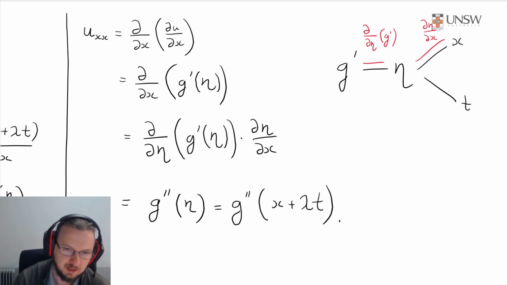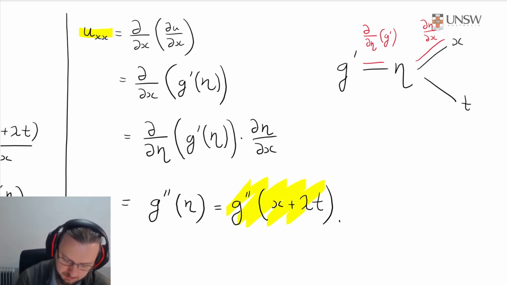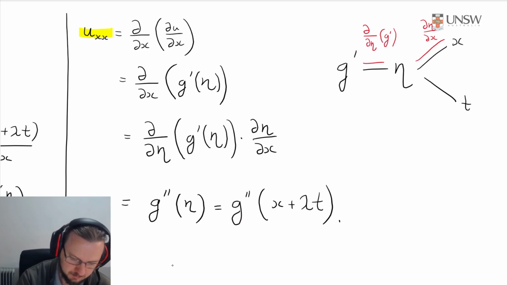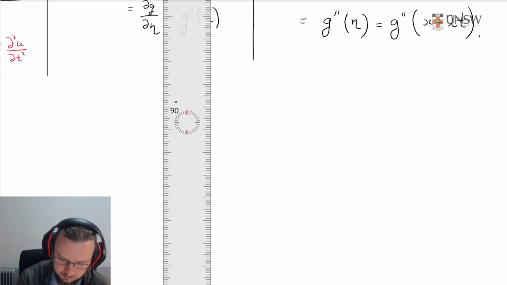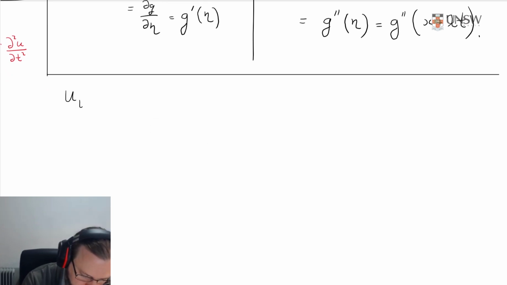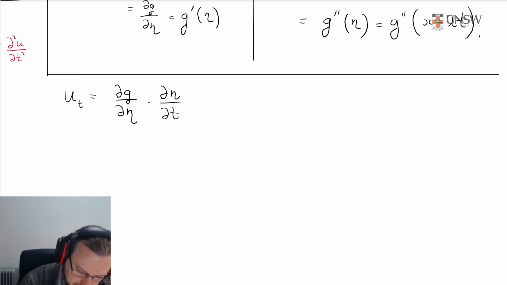All right, so we've answered half of the first problem. That's the second derivative of u with respect to x. It's given by this very nice formula here. And the calculations for u_tt are very similar. So let's repeat what we did, but with t instead of x. So I want the partial derivative of u with respect to t. It's going to be the partial derivative of g with respect to eta times the partial derivative of eta with respect to t.